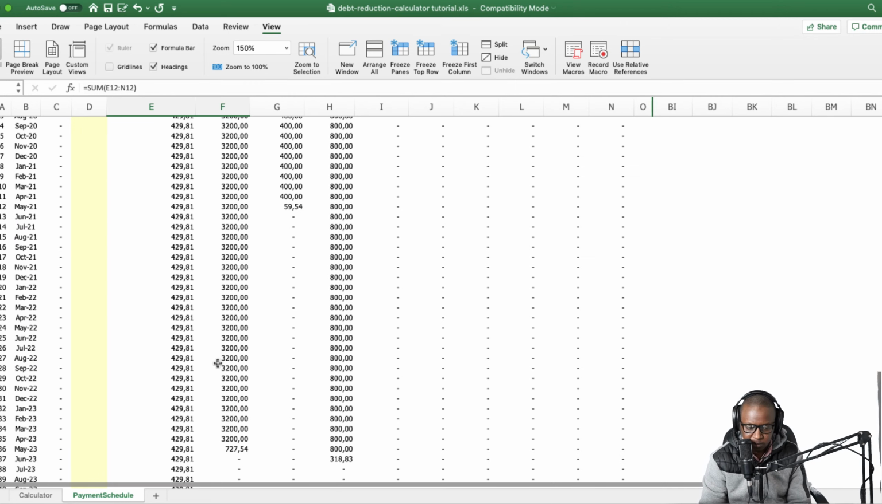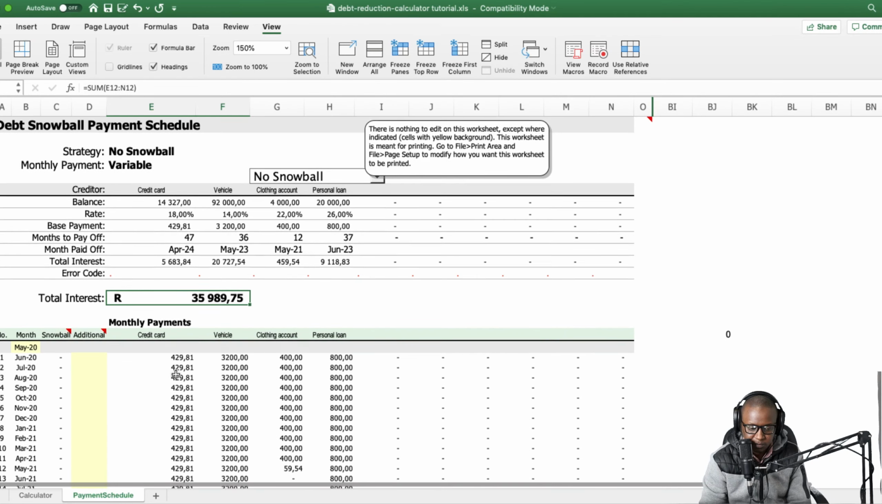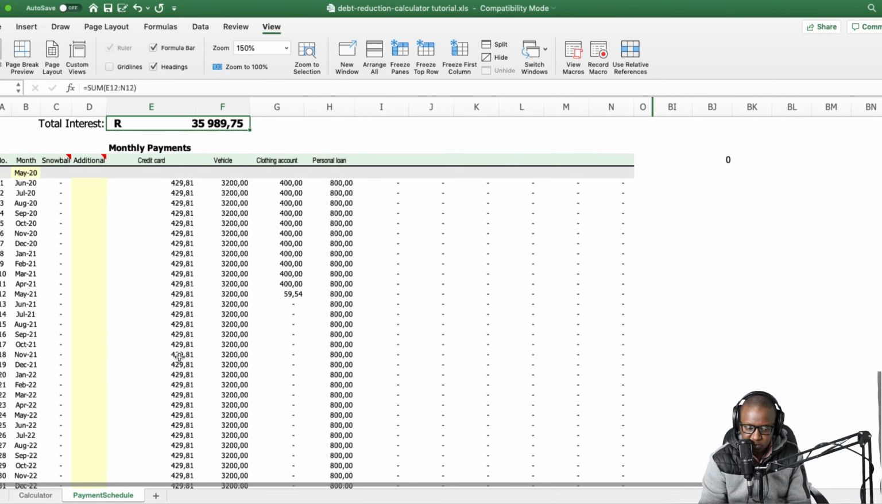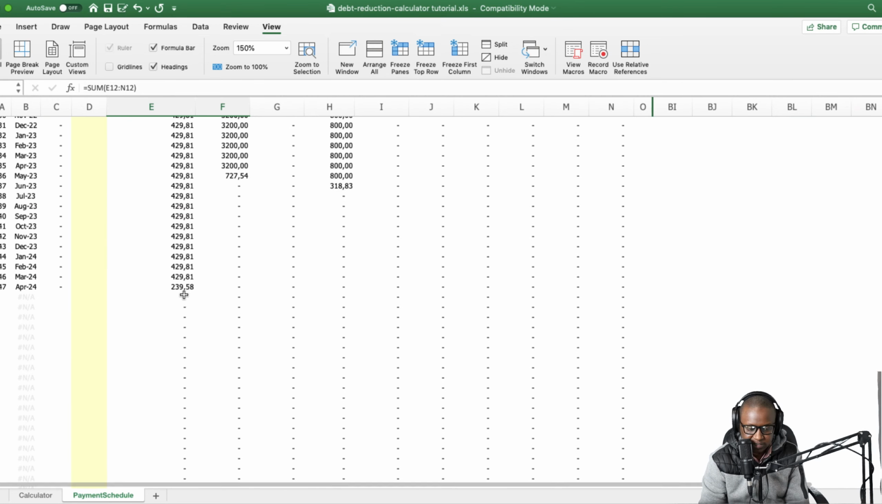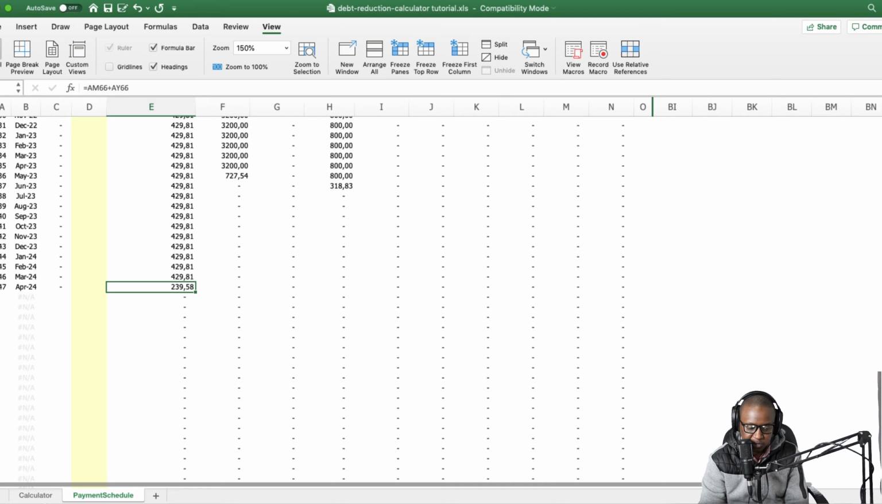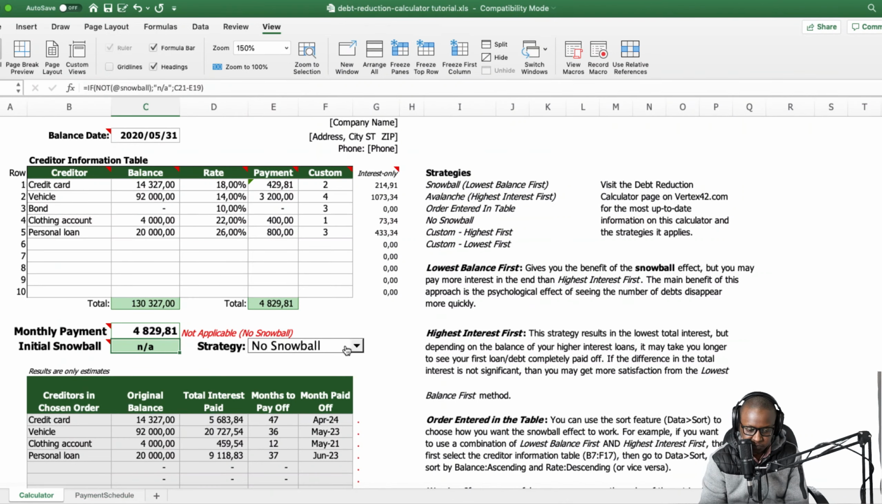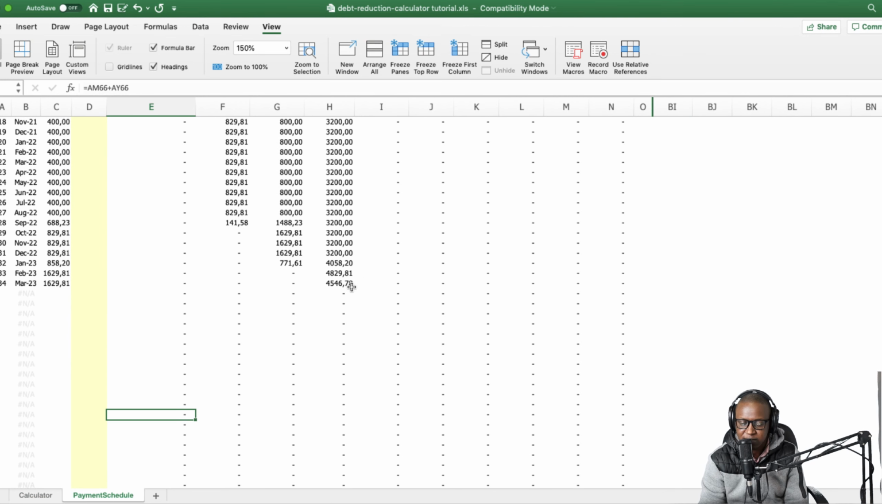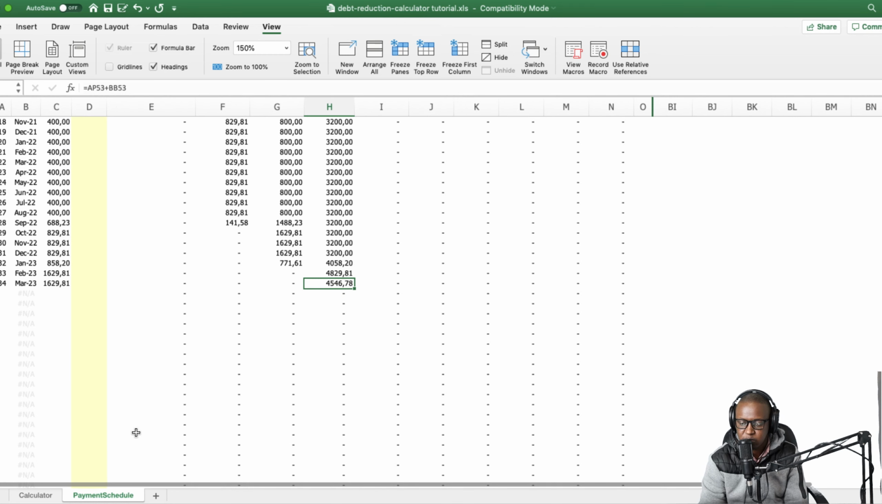You see, if there was no snowball, it was going to take you 47 months to pay off your credit card with the minimum installment. That was going to be your latest time. But if you are using the snowball method, you will finish all your debts in 34 months instead of 47 months. That's what the snowball method does too.